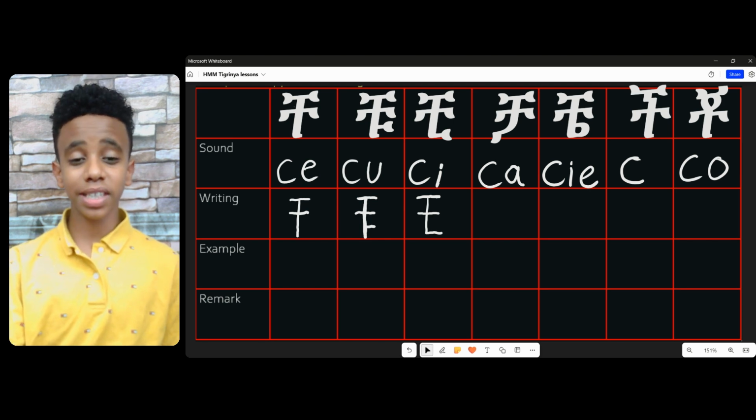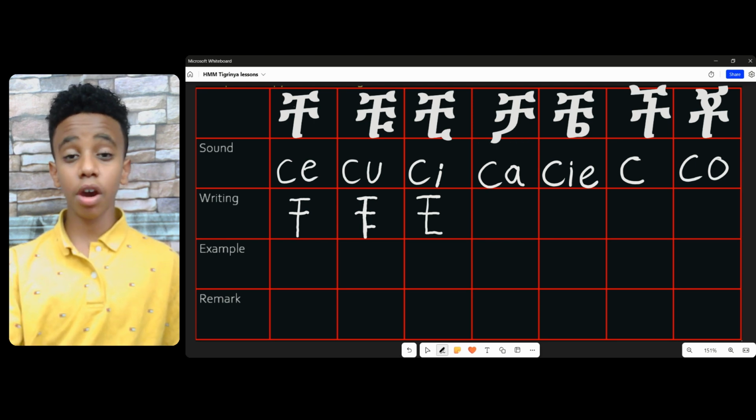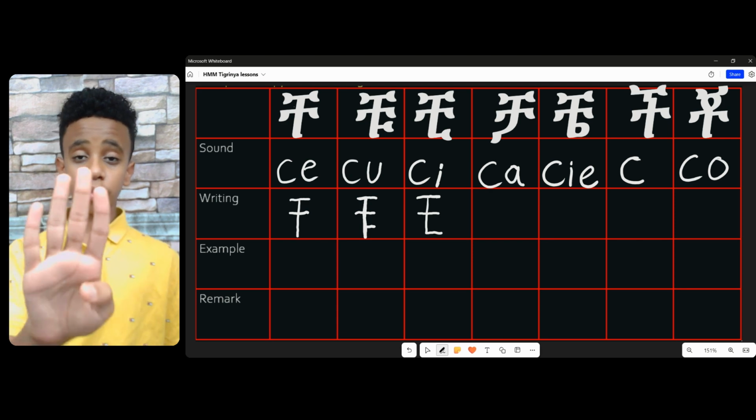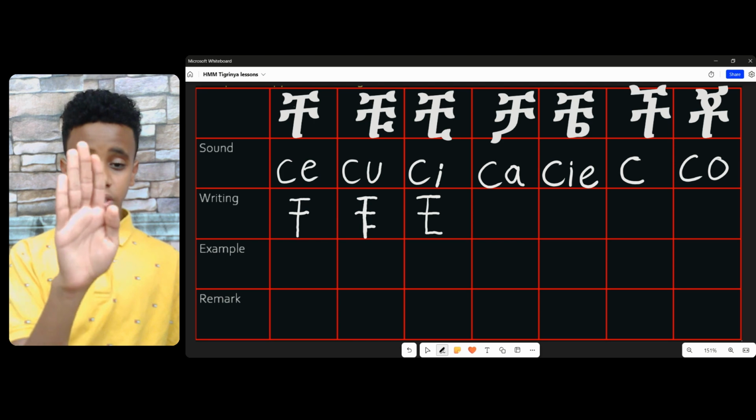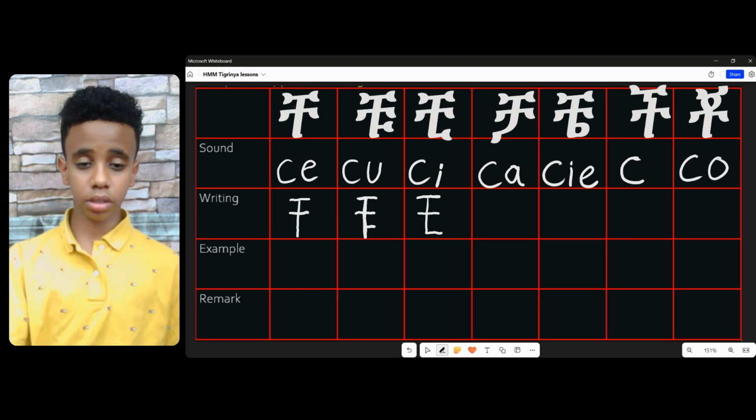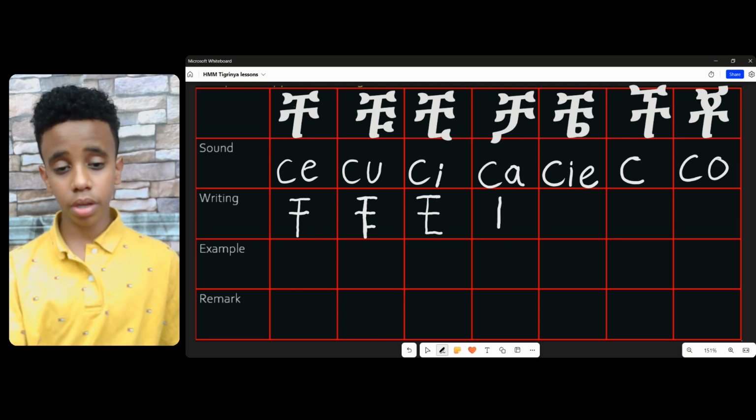Our fourth letter is the letter cha. You can write the letter cha by making a reversed L. So you flip the L on this side. Okay? So this is the L, and you make it like this. So let me just write it for you.